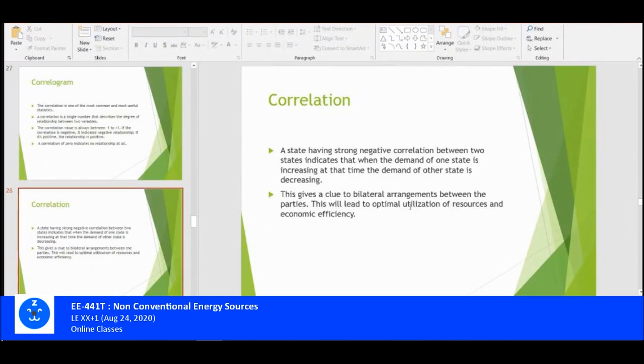Now, how does it relate to our power system? Two states having a strong negative correlation indicates that when the demand of one state is increasing, at that time the demand of the other state is decreasing.